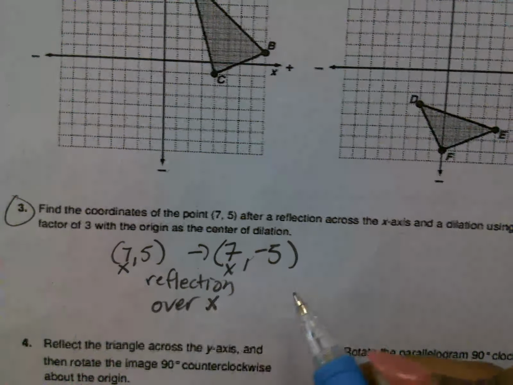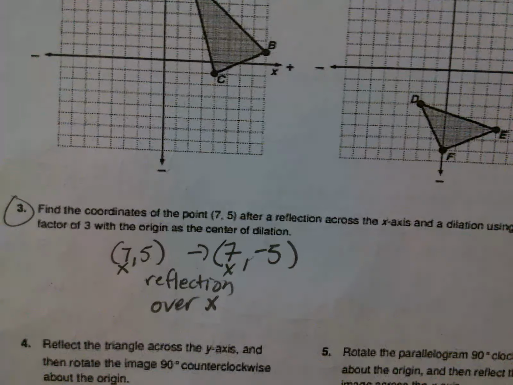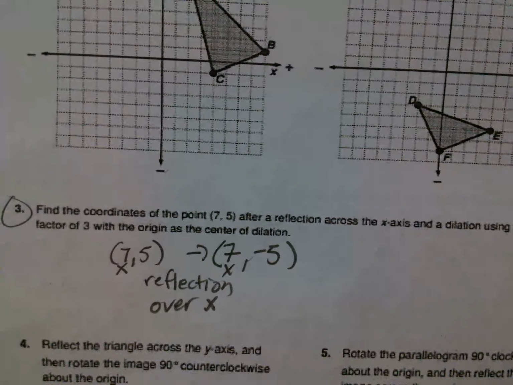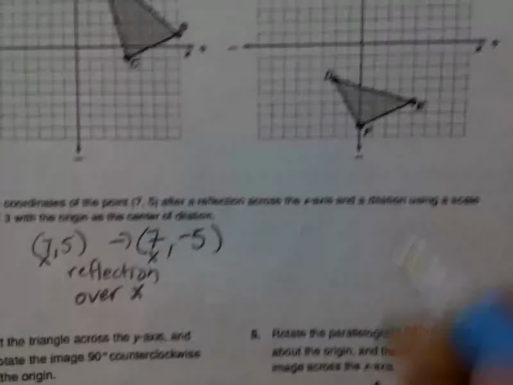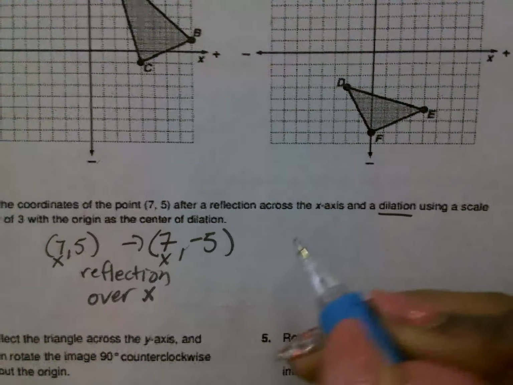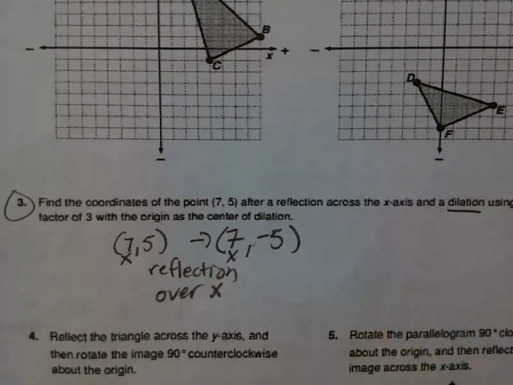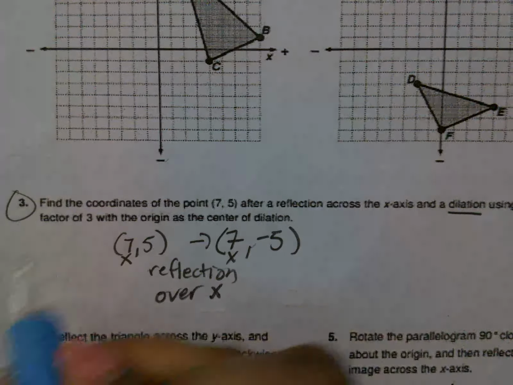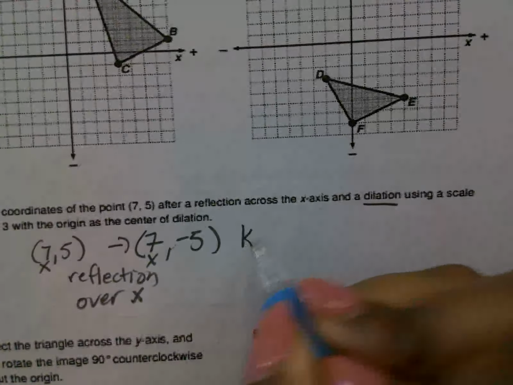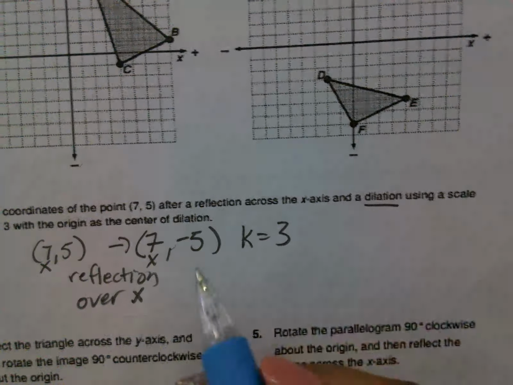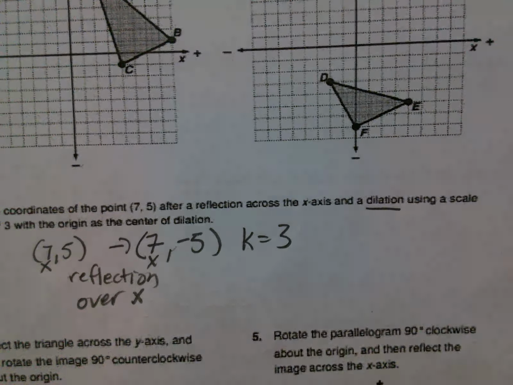If you're not sure, then you need to take a piece of graph paper and physically flip it over the x-axis, okay? Then it says dilation. That means that it's going to either get bigger or smaller. It's by a scale factor of 3. So that means that K is equal to 3. It's going to be 3 times as big.